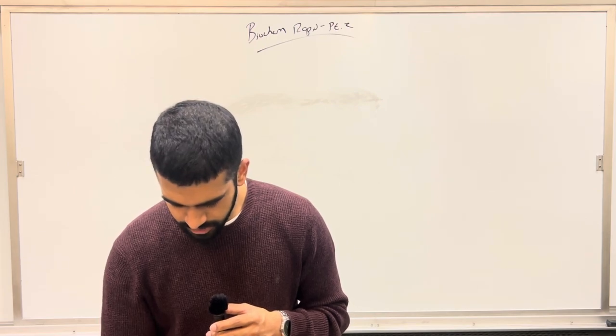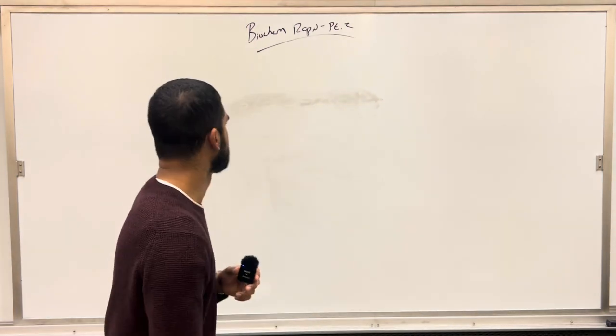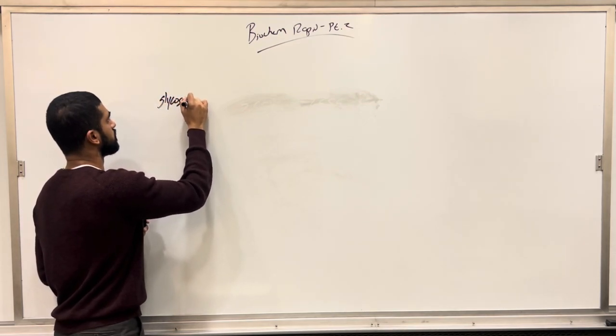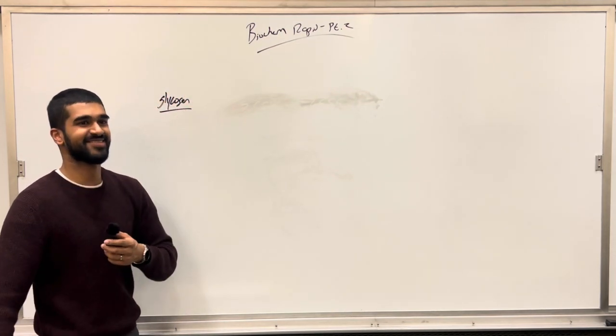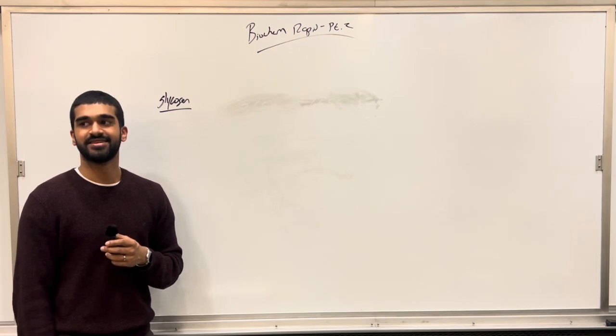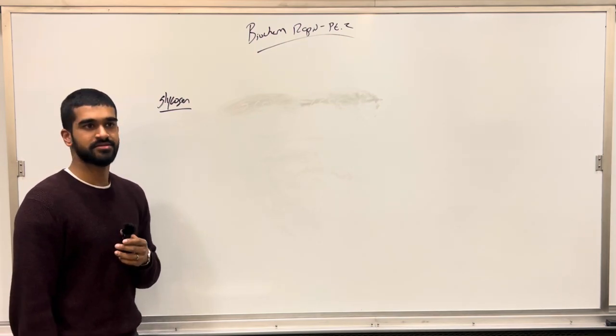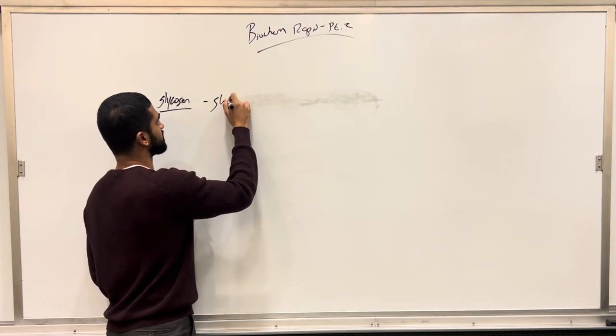Let's talk about glycogen. What is glycogen? I mean, you don't know. What is glycogen? It is a polymer of glucose. It is a glucose polymer.